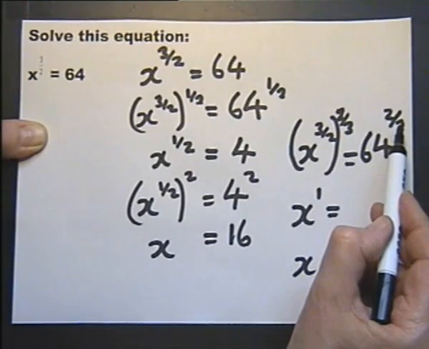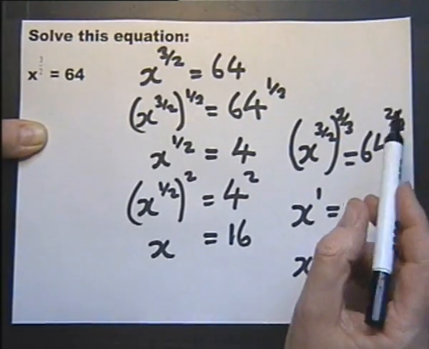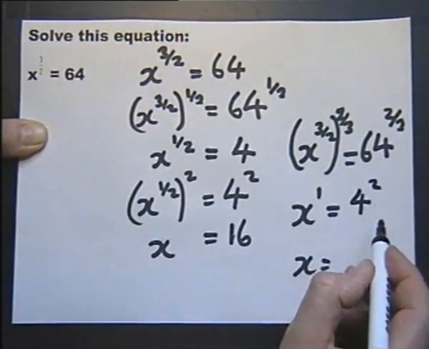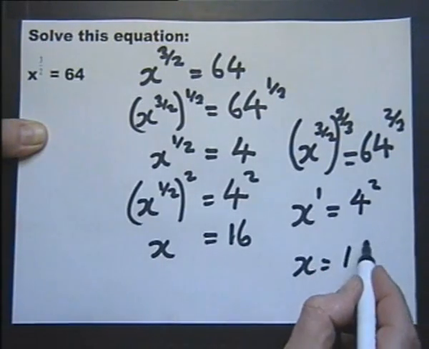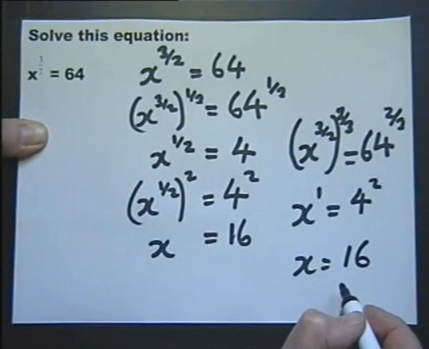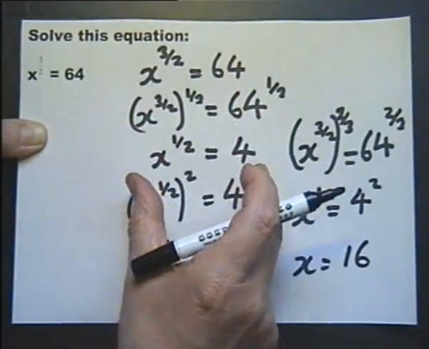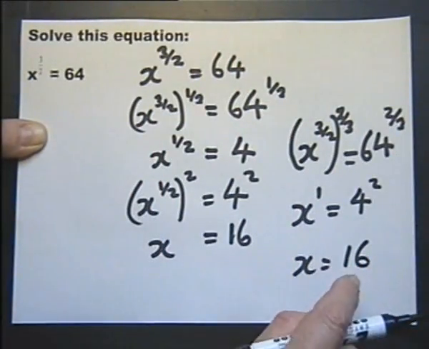So if we cube root it, we'll get 4. If we then square it, we'll get 16. Like all mathematics, it's better if you understand what's going on, not just know quick ways.